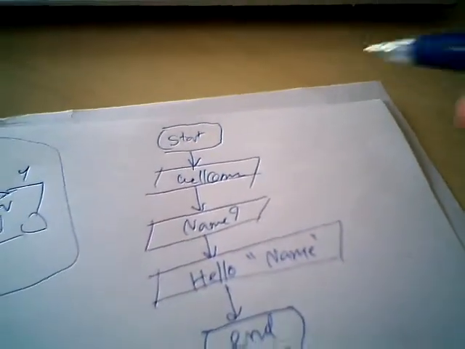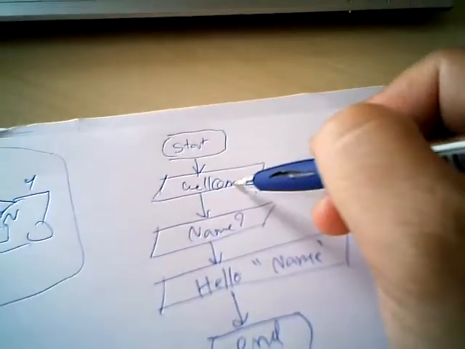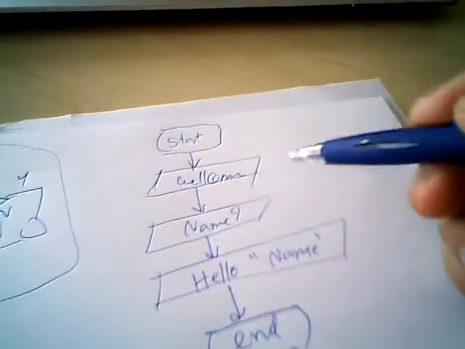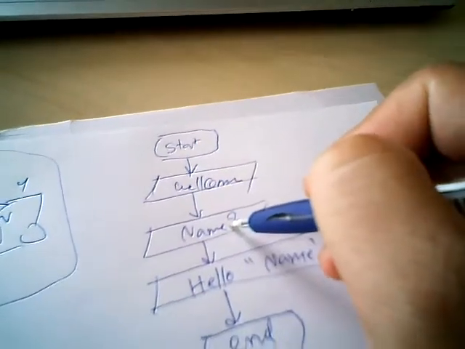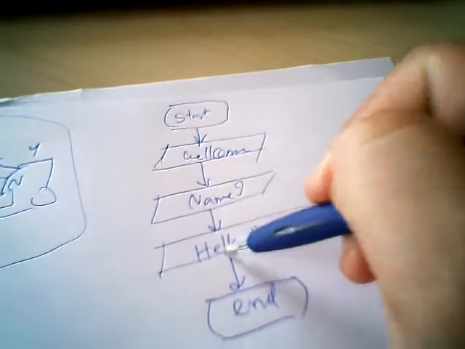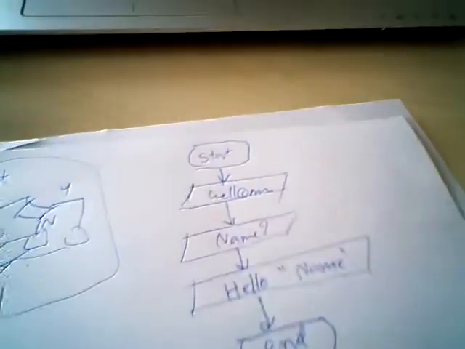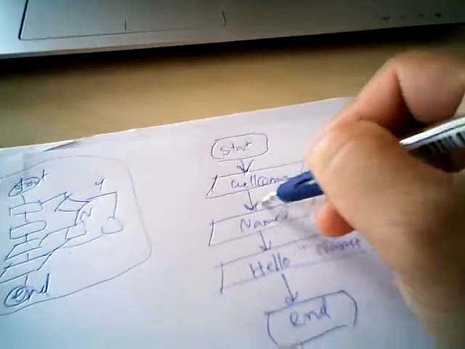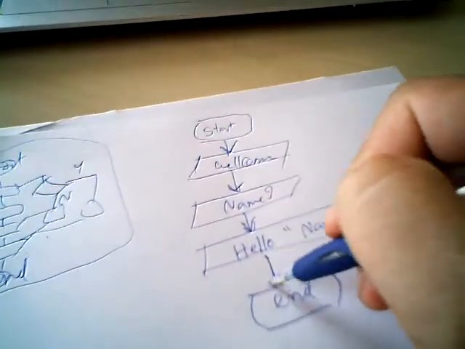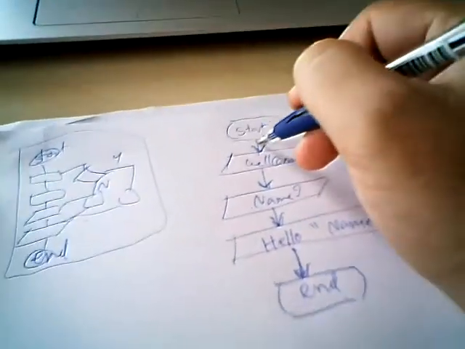Okay, this is the easy one. First, display welcome, and then asking for name to let the user input, and then say hello with the name. Okay, and then end. This is the easy one. And don't forget this is arrow. This is arrow. Okay, so there is a sequence.